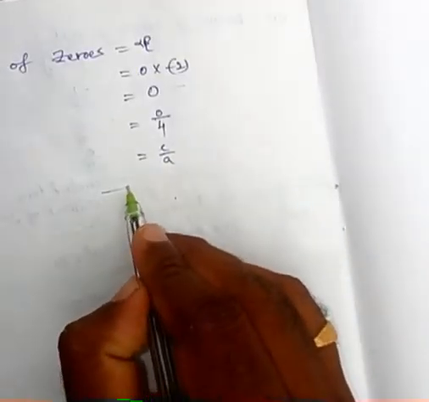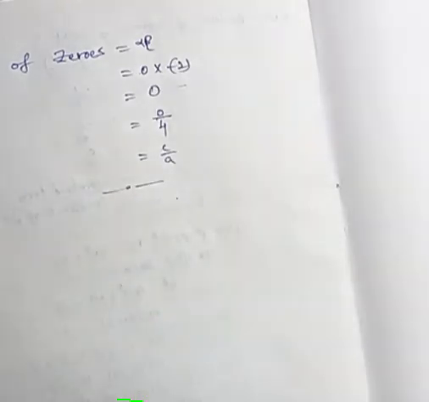Okay children, in this way, by using the formulas sum of zeros alpha plus beta equal to minus b by a, product of zeros alpha beta equal to c by a, we can solve this type of problems.